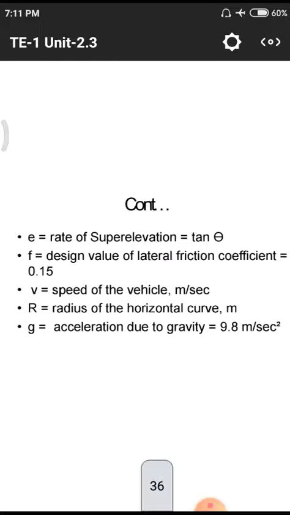These are the terms involved in the equation, so we need to note those terms also: what is E, what is F, what is V, R and G. All those we need to know and we have to write in the examination paper.